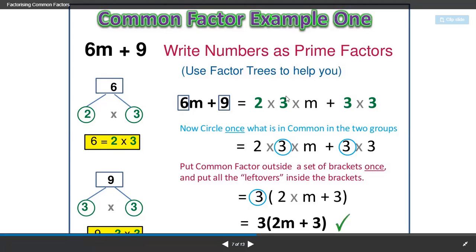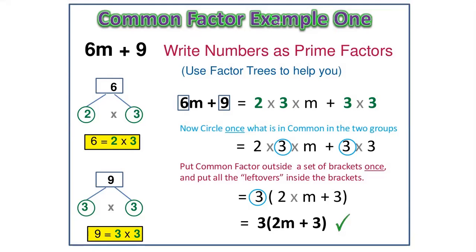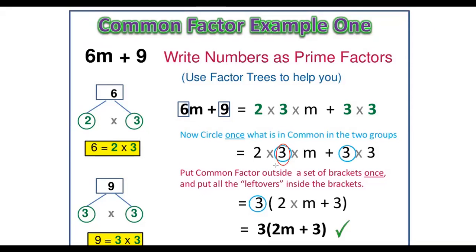6m equals 2 times 3 times m, plus 9, which is 3 times 3. Don't forget to put the variable. Now we have to search for the numbers which are repeated in both. If we look at the numbers here, we will note that I have 2 and 3 in the first one, and I have 3 and 3 in the second one, right? So we are going to take the common one, pull it down, and then we will put 3.